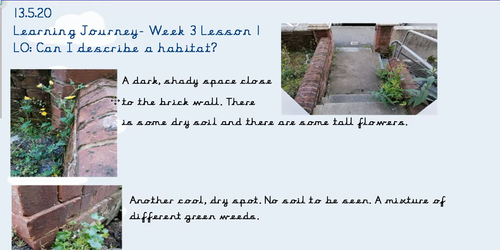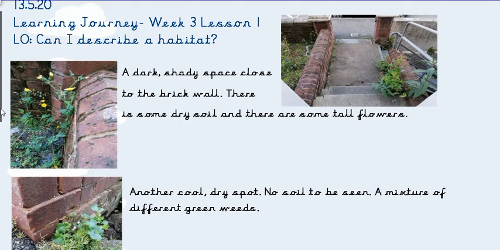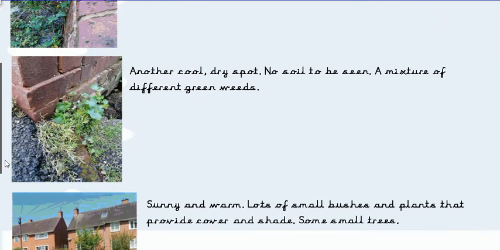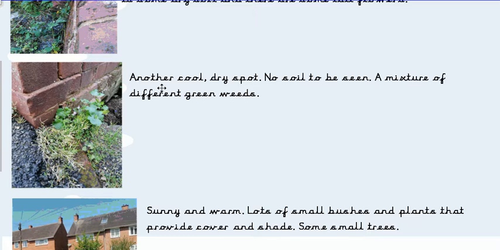So I've written a little description: a dark, shady space close to the brick wall. There is some dry soil and there are some tall flowers. Okay, so that's the first space where I think is a microhabitat and where some animals, or more likely mini beasts, might live. Number 2, another cool, dry spot.